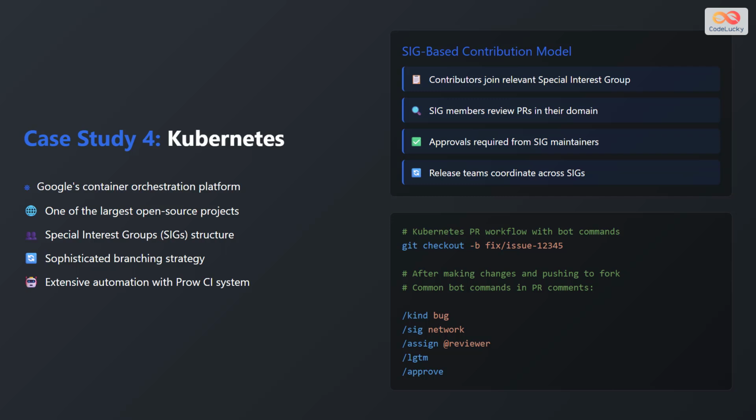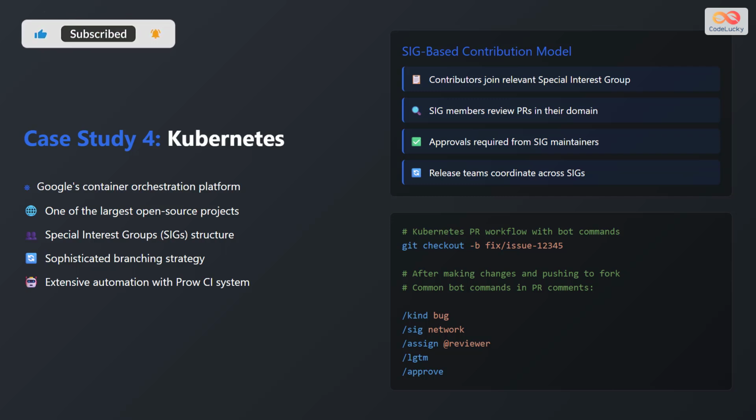Here's the SIG-based contribution model. First, contributors join relevant special interest groups. Second, SIG members review pull requests in their domain. Third, approvals are required from SIG maintainers. Fourth, release teams coordinate across SIGs.